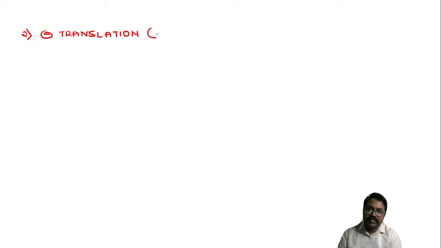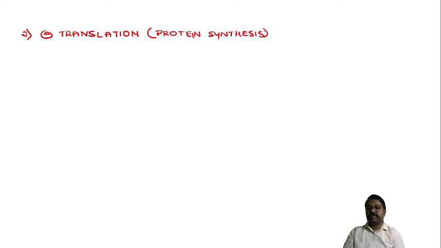Next, moving on to the drugs which are inhibiting the translation. That means drugs which are inhibiting the protein synthesis. Here you need to remember the ribosomal diagram.